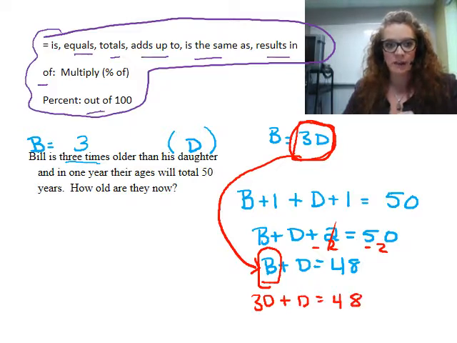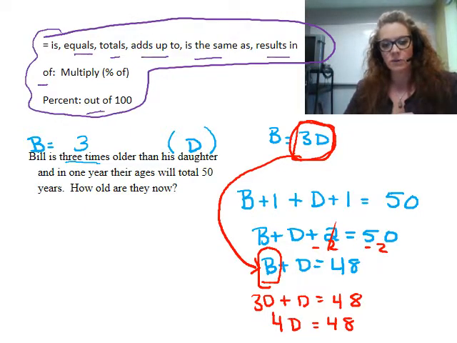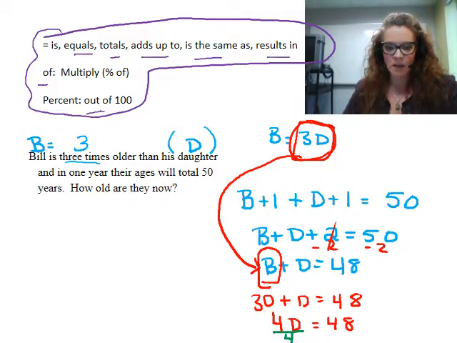This is maybe a bit advanced for grade 8, but it's kind of fun. 4D then, because we're gathering up our like terms, is 48. So 3D plus D, that's 4 of them, equals 48. 4D equals 48. And now I can divide. Don't I wish I had a 4, yep, on the bottom. And I can cancel those out and just have plain old D. But if I divide by 4 on that side, I need to divide by 4 on this side. And so D is equal to 12, because 48 divided by 4 is 12.